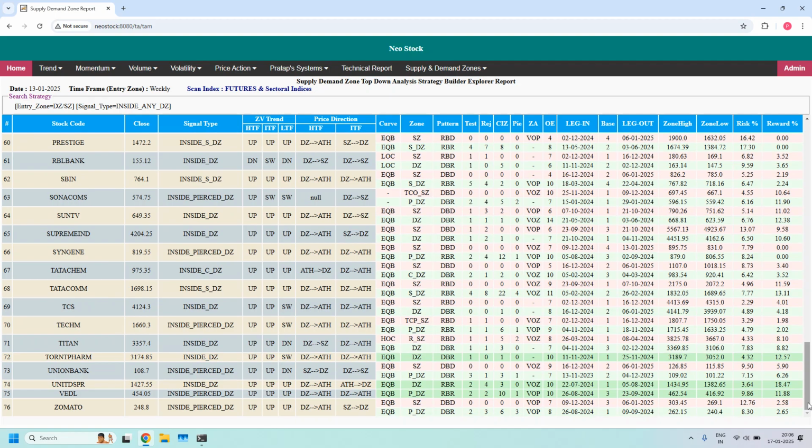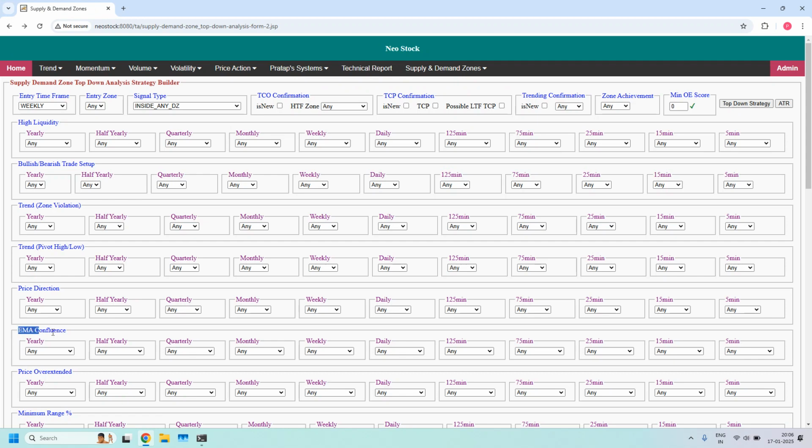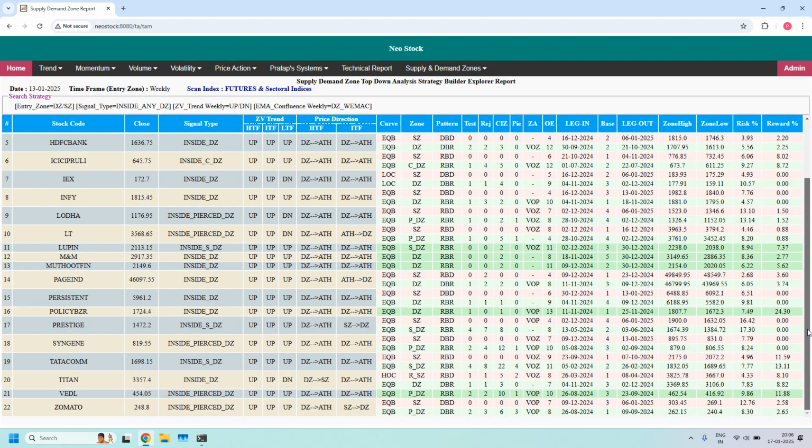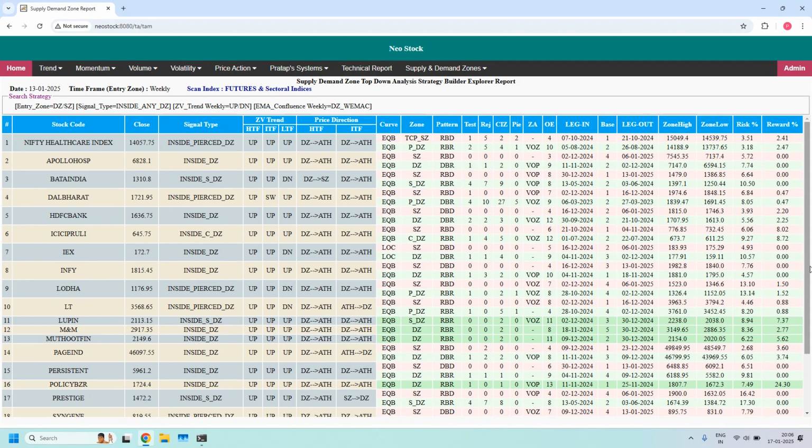We can further filter this list based on weekly demand zones having weekly EMA confluence. Let me add the filter on the 76 stocks at weekly time frame: weekly demand zone having weekly EMA confluence, and the trend on weekly time frame should not be sideways. It can be up or down. Let us filter. See, now the list is reduced to 22 stocks.